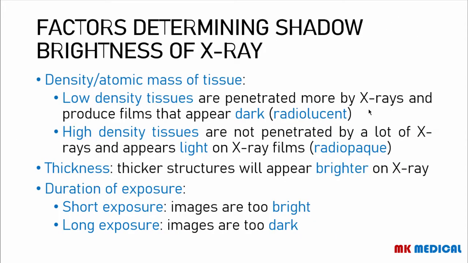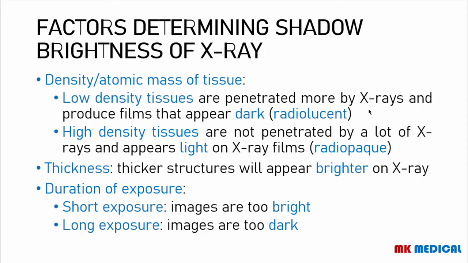So what are some of these factors that are going to be affecting the brightness of an X-ray? Like I already told you, the density or the atomic number of the tissue. So if a tissue is low density, it means that it's going to be penetrated by more X-rays and it's going to be producing a film that's going to be appearing darker. And when we see that a structure on an X-ray is appearing darker than it's supposed to be or much darker, you refer to that as radiolucent, because it's allowing a lot of X-rays to pass through. Then higher density tissues are not going to be penetrated by a lot of X-rays, so they're going to be appearing light on X-ray. And you refer to this appearance as radio opaque. So it means it's not allowing a lot of X-rays through.